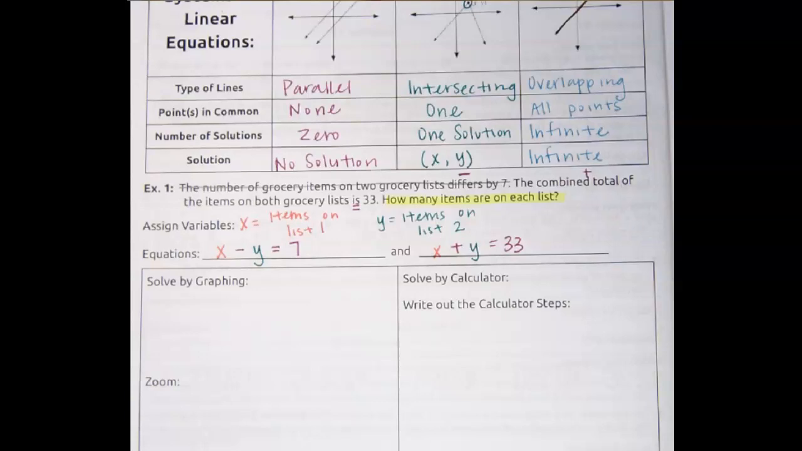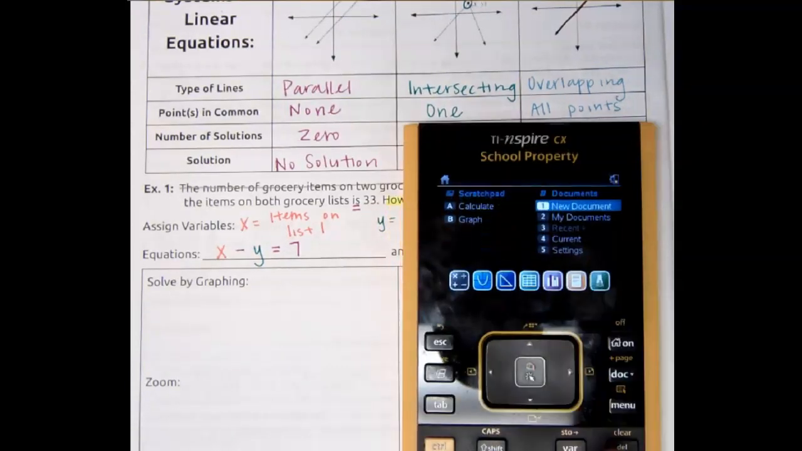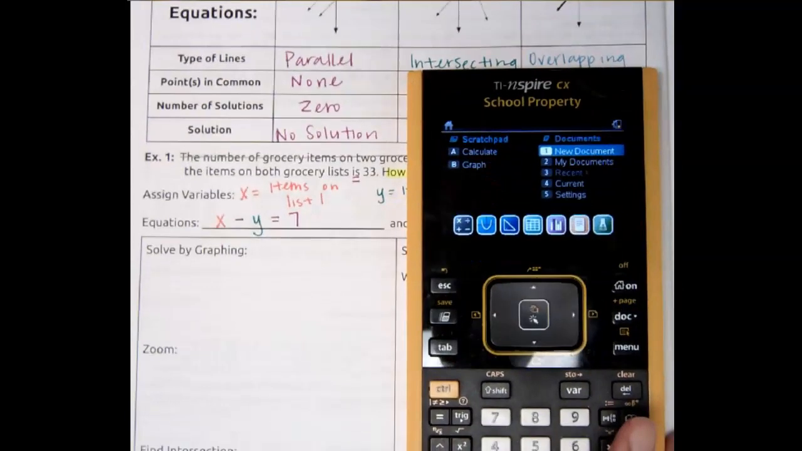So we're going to do this using the calculator. And we're going to do this two different ways in the calculator. So grab your calculator, go ahead and turn it on, and go home. Try to keep that glare off the screen.